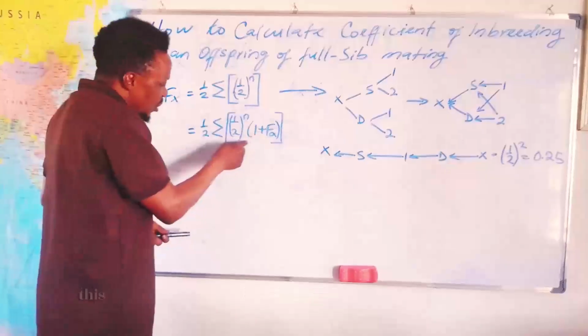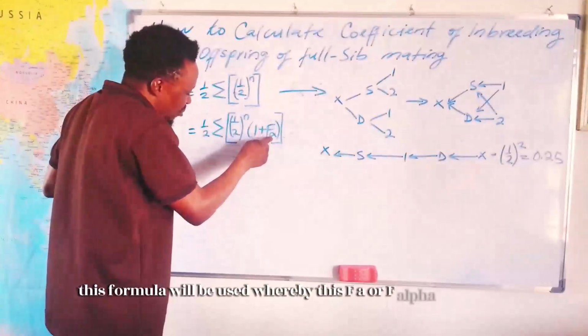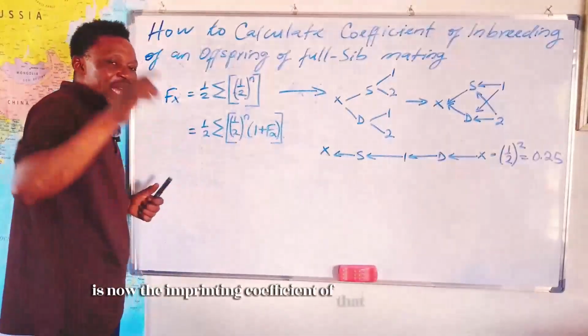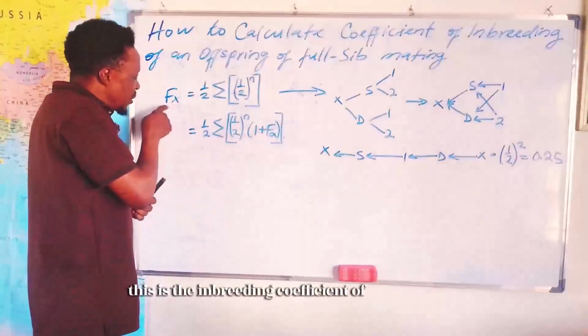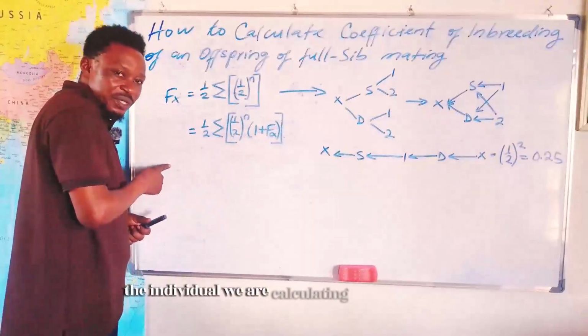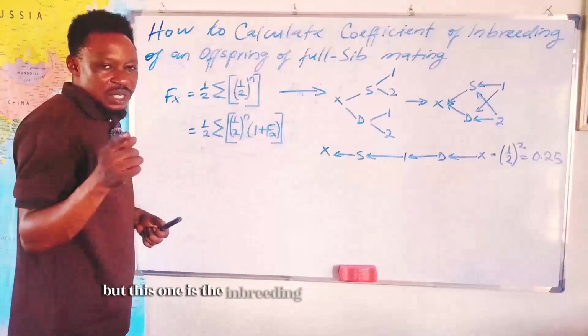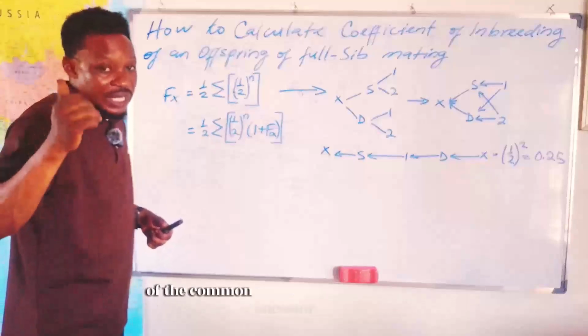So in that case, this formula will be used, whereby this FA, or F alpha, if you like, is now the inbreeding coefficient of that common ancestor. This is the inbreeding coefficient of the offspring, the individual we are calculating right now. But this one is the inbreeding coefficient of the common ancestor.